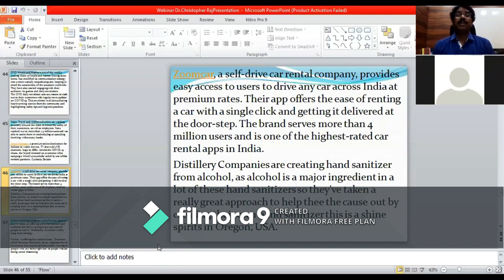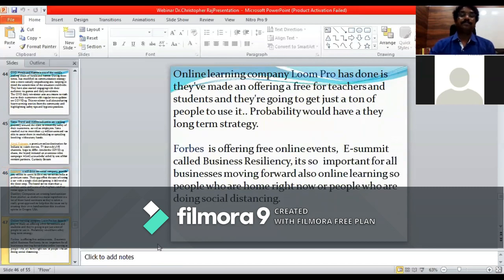Distillery companies are creating hand sanitizer from alcohol, as alcohol is a major ingredient in a lot of these hand sanitizers. So they have taken a really great approach to help reduce the cost of creating their own hand sanitizers. This is Shine Spirits in Oregon, USA.